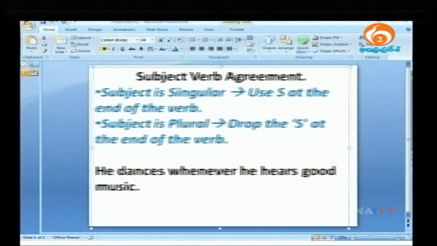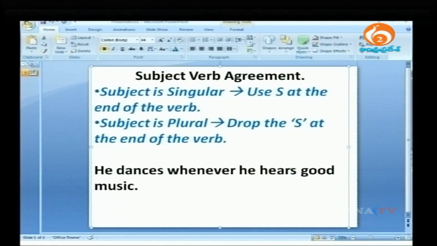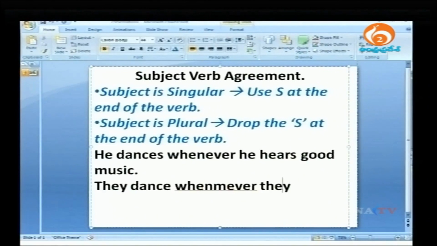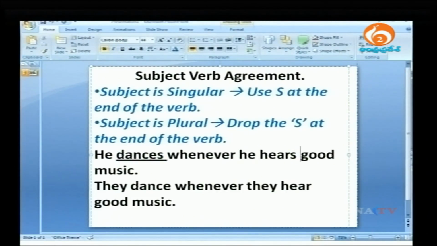All right, let me reduce this. I hope this is still visible. Yes, he dances whenever he hears good music. This is an example. Now, if I change the he to plural form, they dance whenever they hear good music. So, when I used he, I used s. Dances is verb, hears is verb. So, I use the s. In this case as well, I have the same verb, but I am dropping the s.